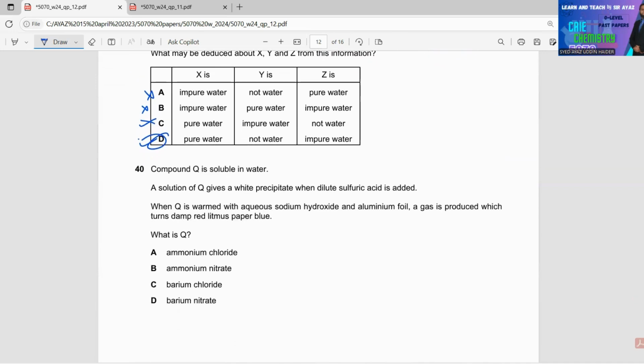40. Compound Q is soluble in water. Solution of Q gives a white precipitate when dilute sulfuric acid is added. When Q is warmed with aqueous sodium hydroxide and aluminum foil, gas is produced, which turns damp red litmus paper blue. It must be due to the presence of nitrate ion. And the solution is giving a white precipitate with dilute sulfuric acid, so it must have barium ion, Ba2+. So it must be barium nitrate. All the other choices are incorrect.